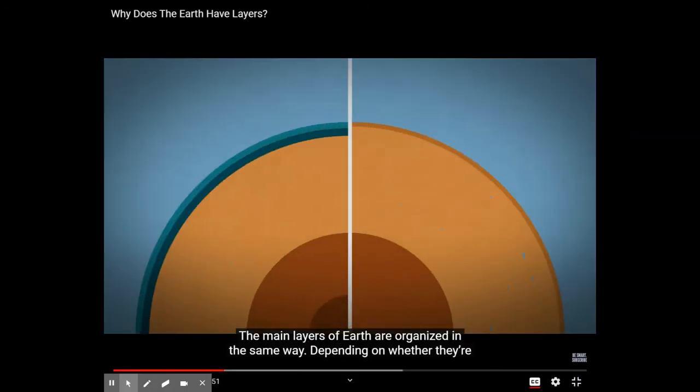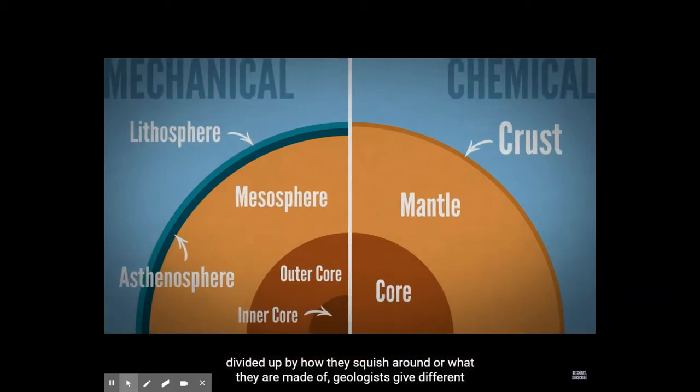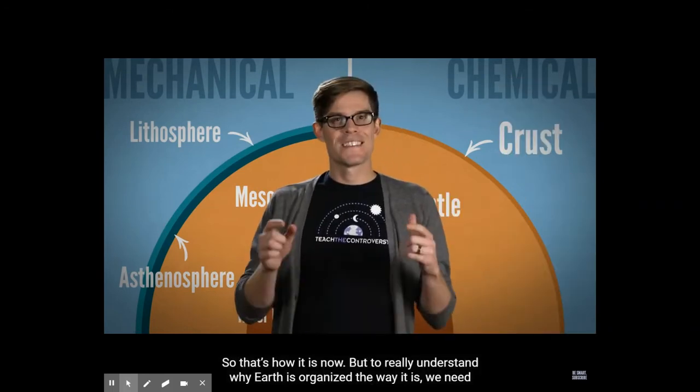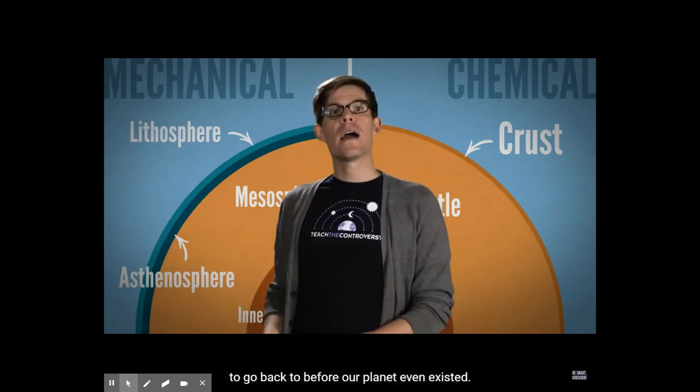The main layers of the Earth are organized in the same way. Depending on whether they're divided up by how they squish around or what they're made of, geologists give different names to the different layers of the Earth. So that's how it is now. But to really understand why the Earth is organized the way it is, we need to go back to before our planet even existed.